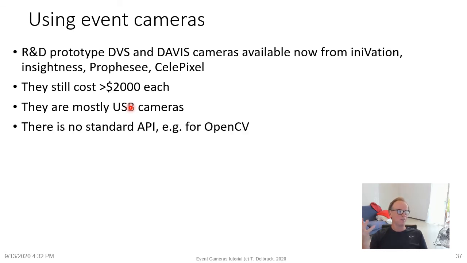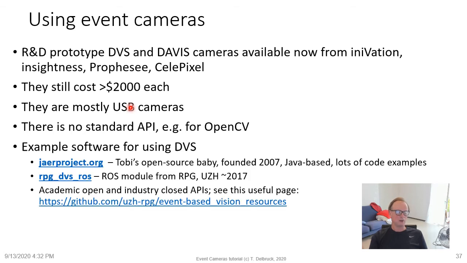There's no standard API like OpenCV for these event cameras. There are some example software for using DVS. For example, my own pet project, jAER, Java Address Event Representation, is Tobi's open source baby, founded in 2007. It's Java based. There's tons of code examples, but it's a bit hard to understand. It's a little bit like Torch was in the beginning when Yann LeCun and group developed that stuff. It's just hard to understand.